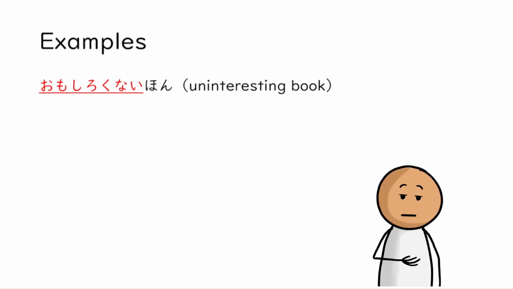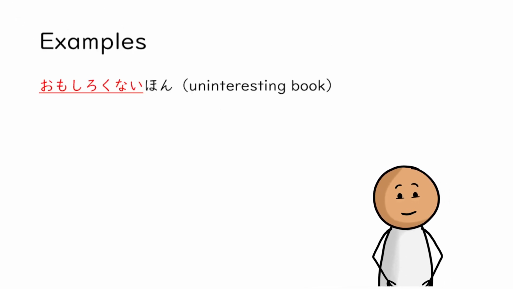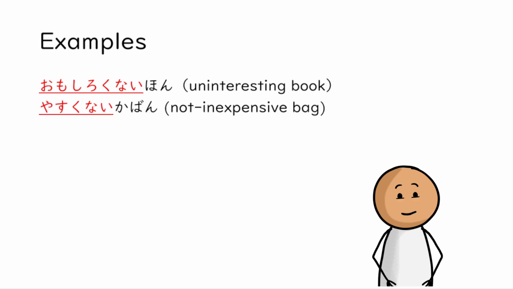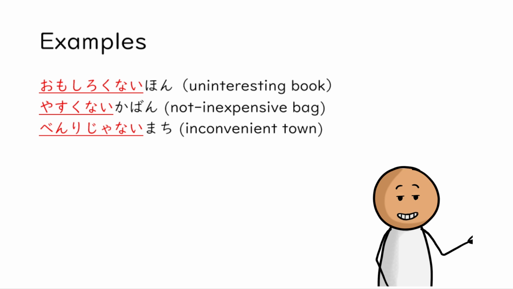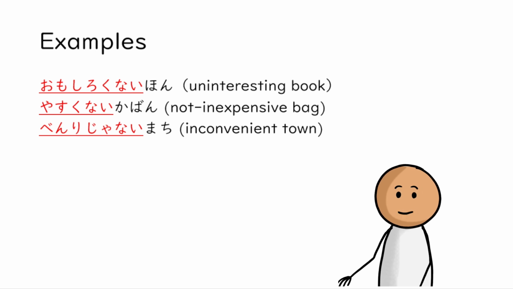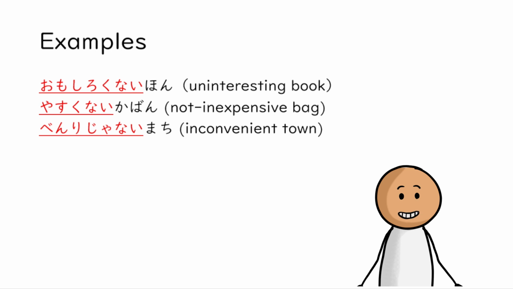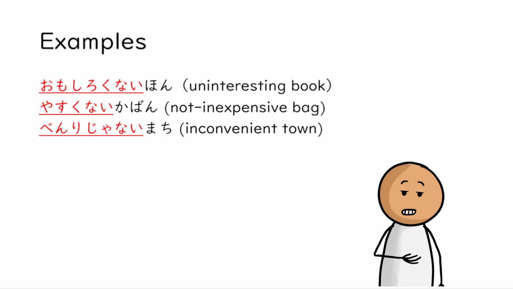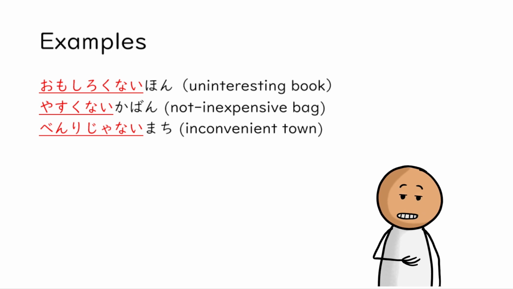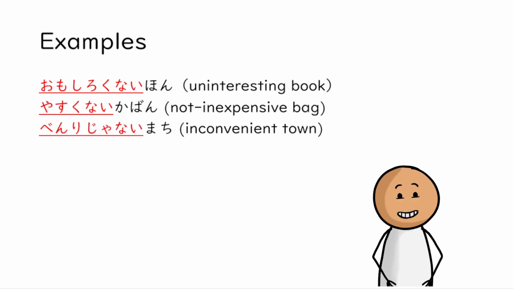Let's look at examples. 面白くない本, uninteresting book. 安くないカバン, not inexpensive bag. 便利じゃない街, inconvenient town. It sounds a bit awkward in English, but in Japanese it's slightly more acceptable. Nevertheless, you can always negate the entire sentence instead of negating the adjective.